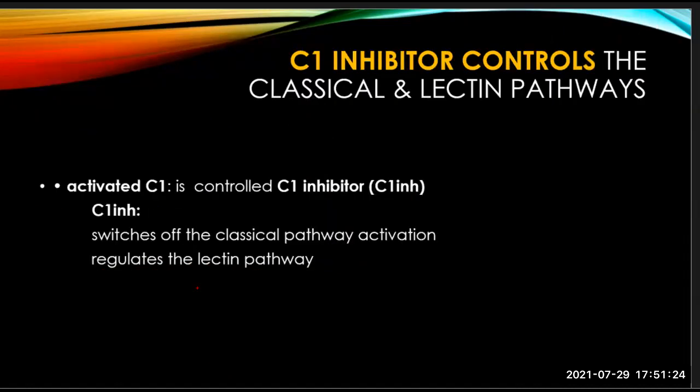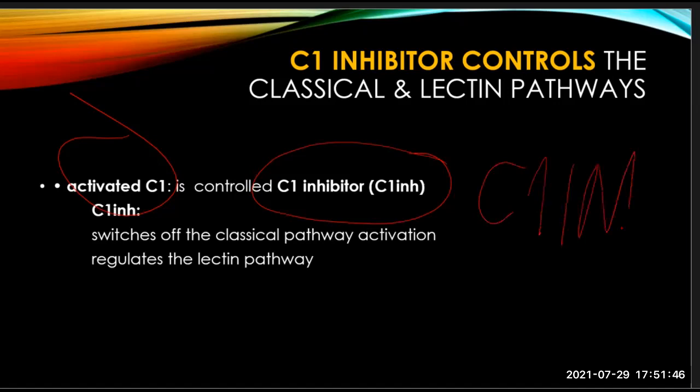So the C1 inhibitor controls the classical and lectin pathways. In the activation pathways, the regulators target the enzymes that drive amplification. Activated C1 is controlled by a plasma serine protease inhibitor, a serpin, termed C1 inhibitor or C1INH. They're just the same. C1INH removes C1r and C1s from the complex, thereby switching off classical pathway activation. C1 inhibitor also regulates the lectin pathway, because this one is for the classical.